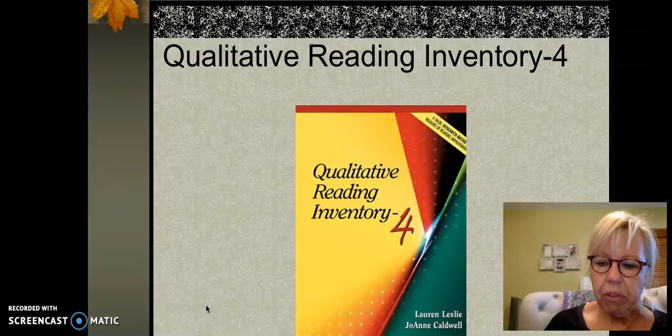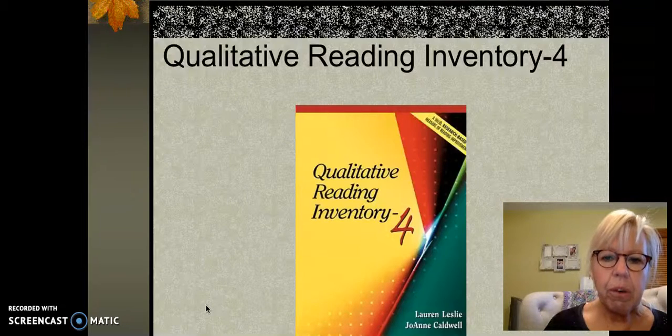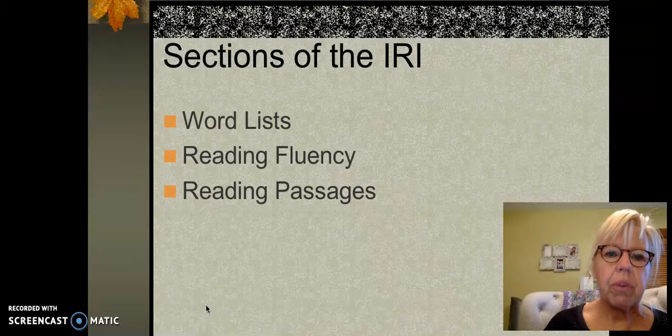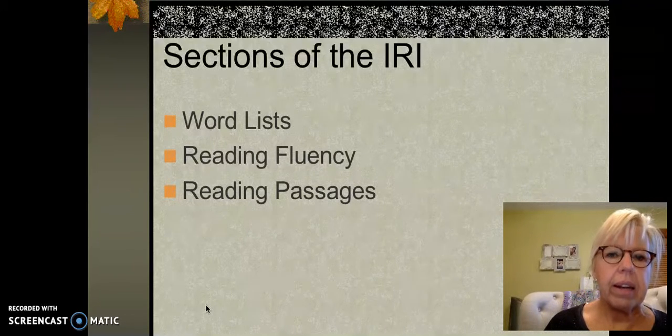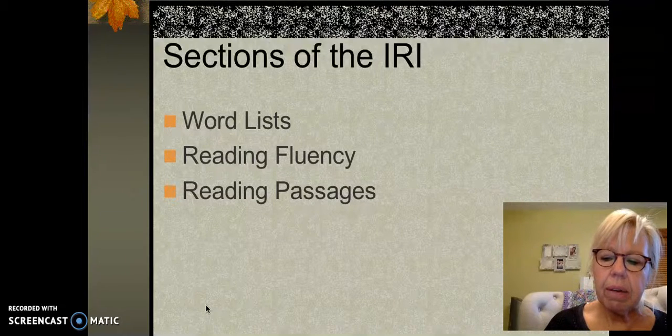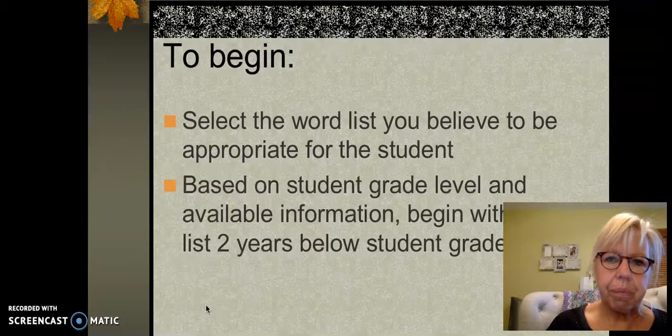I don't have a major issue with which one you use. They're minor changes with each. So again, we have the word lists, and then we move into the passages, which allow us to look at their word recognition, fluency, and then there is the comprehension component with each of these.